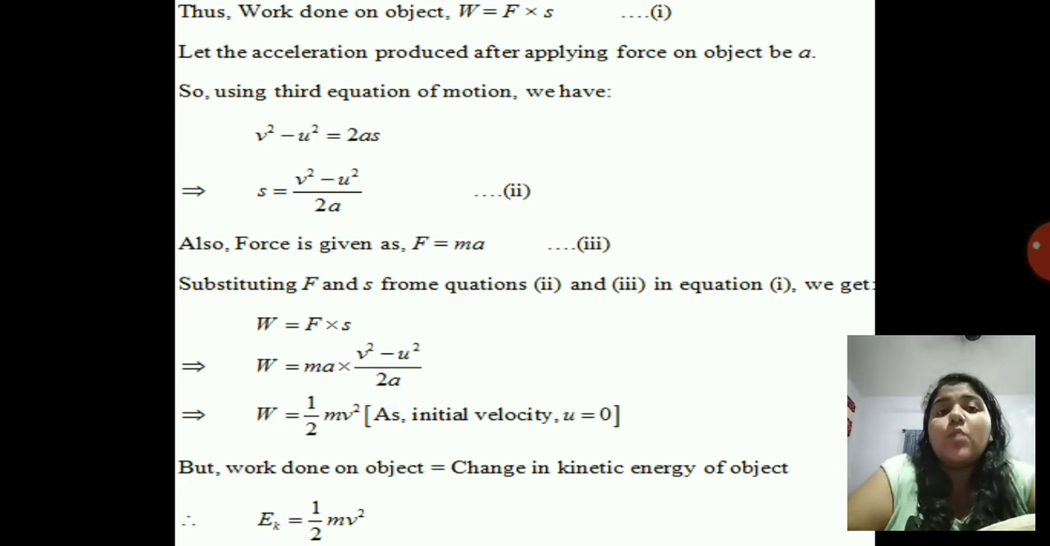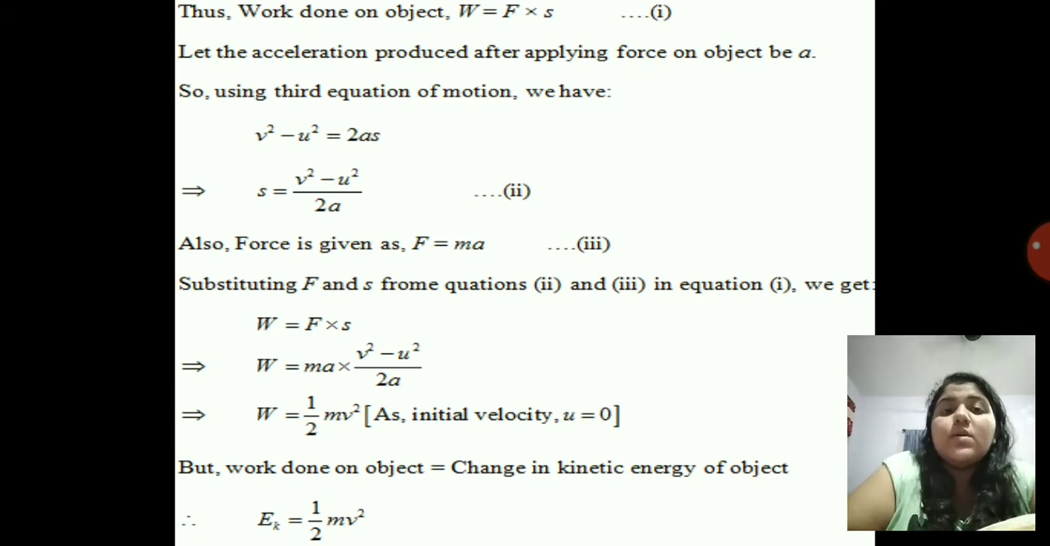Now force, what is the formula of force? F is equal to mass into acceleration, correct? Now substituting F and S from equations 2 and 3 in equation 1. We take equation 1, W is equal to F into S, and instead of F you write m, mass into acceleration, and instead of S you write v square minus u square upon 2a. In this, the a will get cancelled. Then what will remain over there?